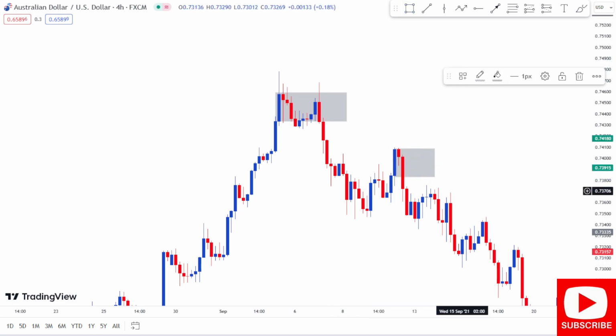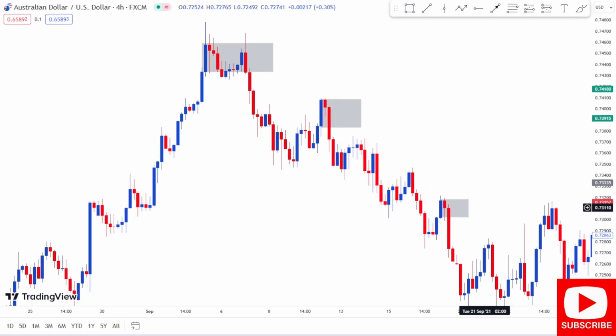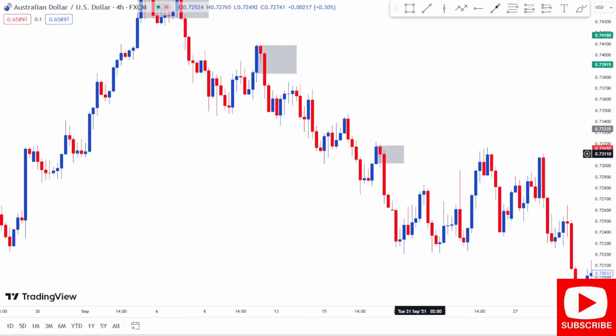Guys, we can go on and on and on, and you can see that the dominant candle break is a very, very great strategy. And in relationship with the Fibonacci tool, you are always going to be making profits if you know this strategy very well.